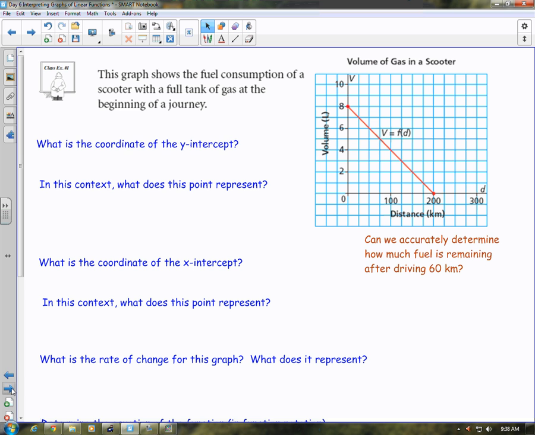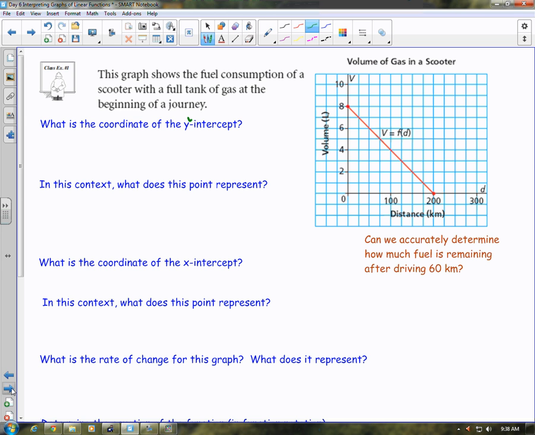The first question simply asks, what's the coordinate of the y-intercept? Remember, y-intercept typically refers to the vertical intercept. You might say, we don't have a y here, but generically, y is the vertical axis. So our vertical intercept is occurring here. Coordinate means that we have to use an xy pair. The y value is 8, and of course the x value is 0. So it's (0, 8).